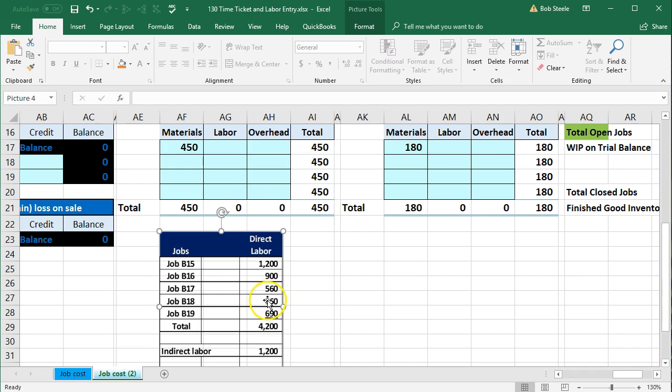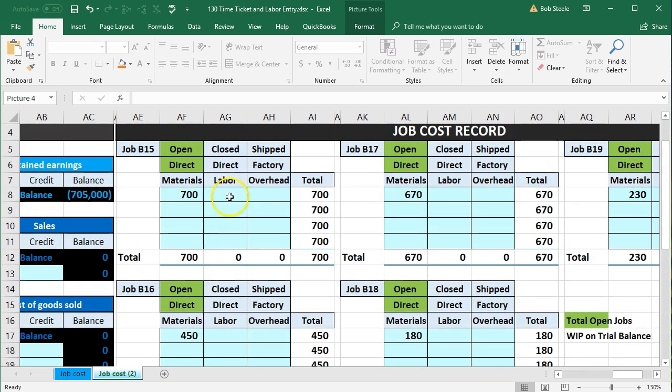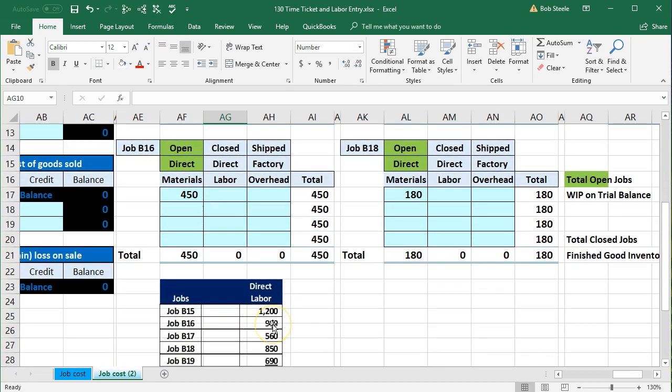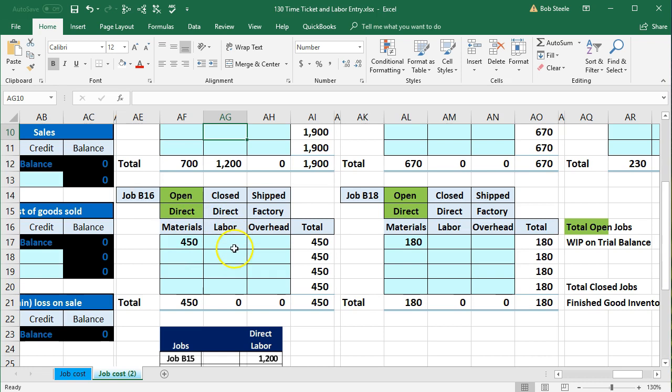Okay, so now we're just going to apply this out. That 4,200 is broken out by job. B15 direct labor, we're going to say this was 1,200. And then B16, 900. Here's B16 direct labor, 900.